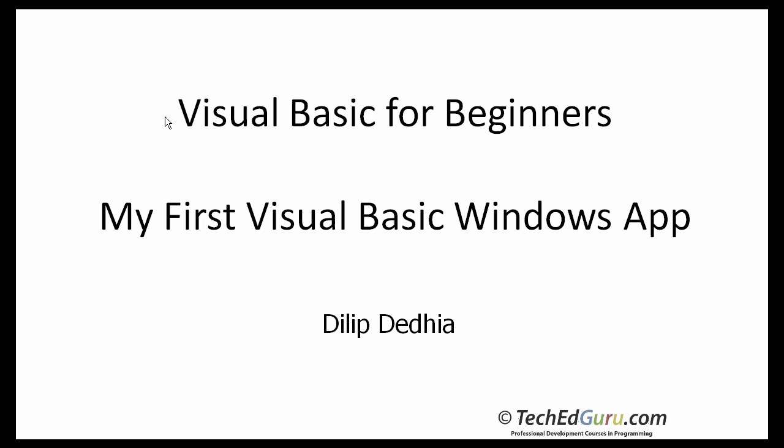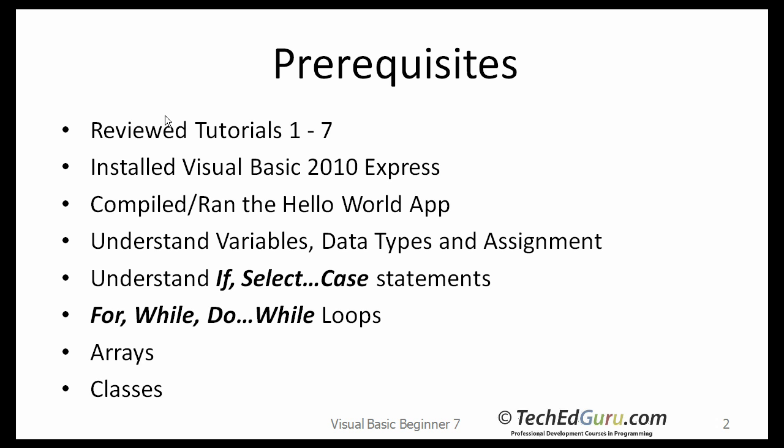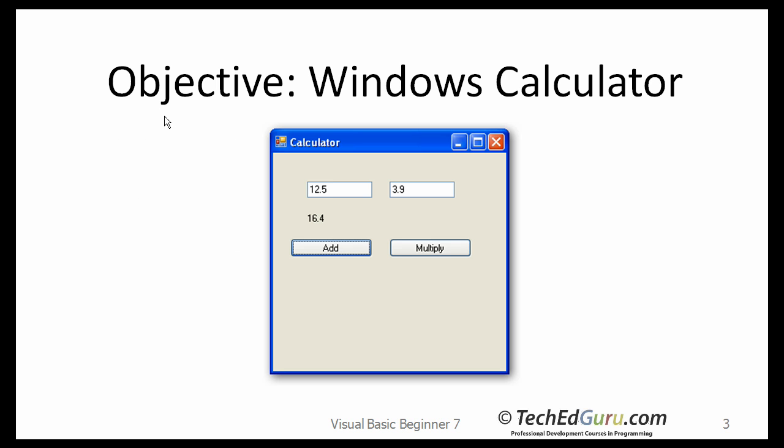In this tutorial, I will show you how you can develop a basic Windows application. I hope you have already reviewed my earlier tutorials, 7 of them, which cover a wide range of topics. The objective of this lesson is to build a simple Windows calculator, which will have two text boxes, two buttons, an add button and a multiply button, which will either add or multiply the two numbers in these two text boxes and display the result in a label.